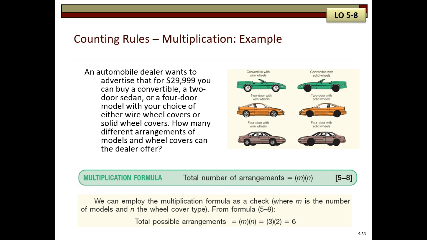So we are going to use the multiplication formula and multiply the 3 different types of vehicles times the 2 different wheel cover options. 3 times 2 is 6. So there are 6 total possible options if you were to buy this $29,999 automobile deal.